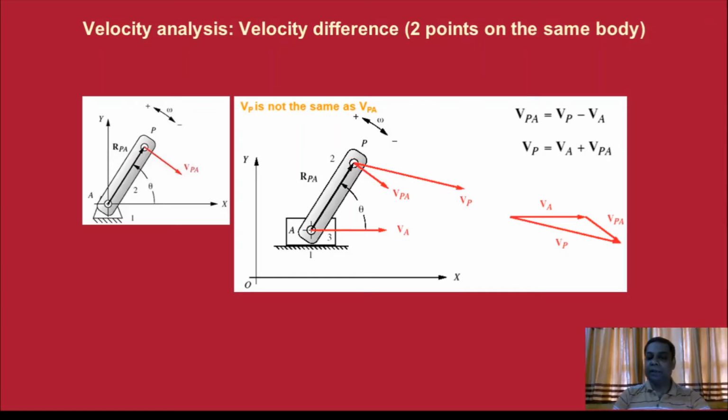But when we are getting the turning component, that is Vp with reference to A, the velocity Vpa actually we are getting, and it is making a right angle, or perpendicular, or 90 degrees to the link which is connecting A to P, that is capital A to capital P. Therefore, according to the vector rule, velocity P with reference to A, that is Vpa, is equal to Vp minus Va, or Vp equals Va plus Vpa. The diagram also is shown over here.